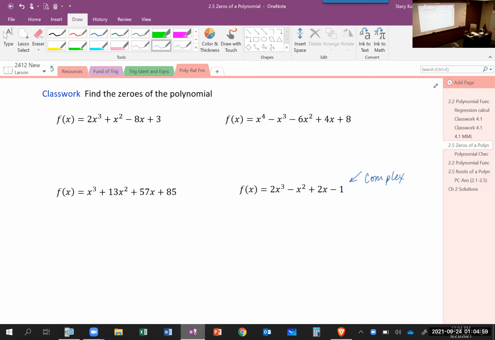This is the factors of 3, factors of 2. And then you write it as a ratio. That's it.